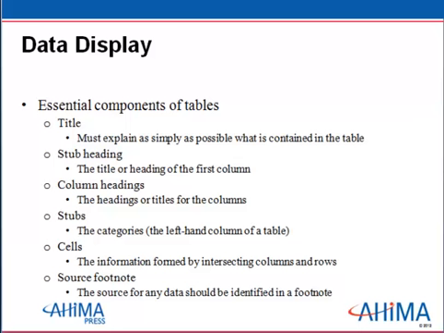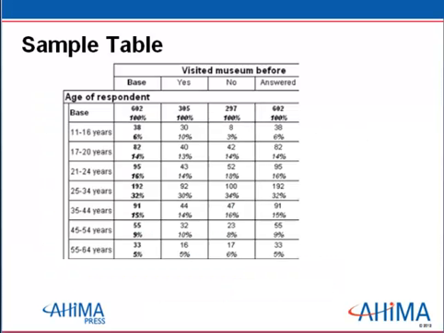Stubs are the categories on the left-hand side of the column. Cells, we need information in our cells. That's the information formed by intersecting columns and rows. And also a source footnote for any data should be identified in a footnote. This is an example of a table. There are also several examples in your textbook on pages 200 and 201.